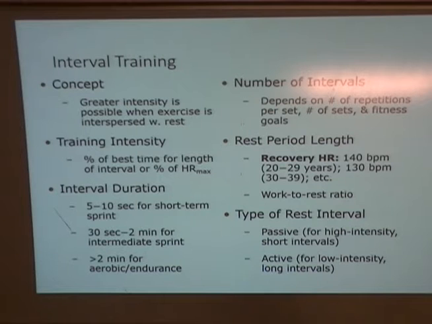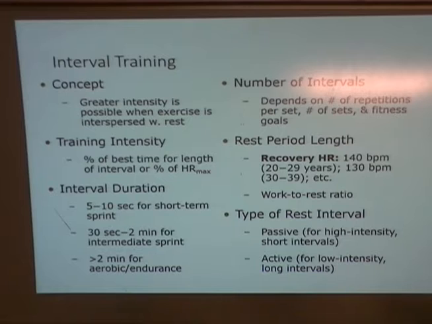So when we look at intensity, we want to use one of two options. Either the percentage of your best time for the length of the run, and that's good if you're doing shorter distances, so if you're doing sprint type intervals. So if my best time, let's make it easy, for 100 meters is 10 seconds, then my intensity is going to be 90% of that time. Or we can do a percentage of our heart rate max, which we've spent a lot of time talking about.